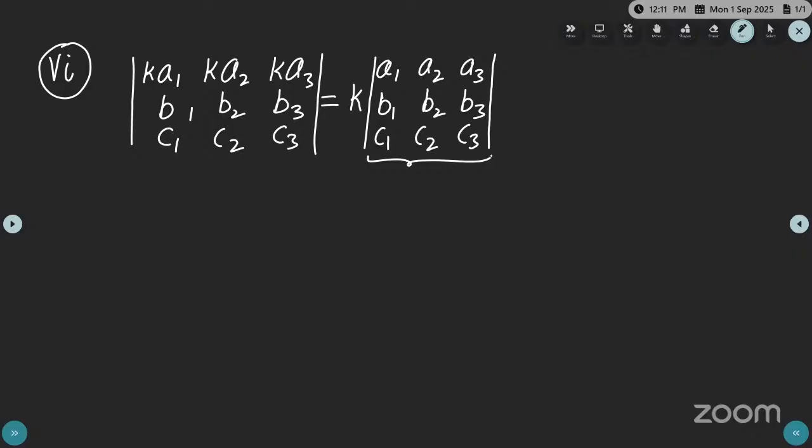Any row, either one row or one column, multiplied by a non-zero scalar k, then the value of the newly obtained determinant will be k times the given matrix determinant. Is it clear? Yes or no? Right?